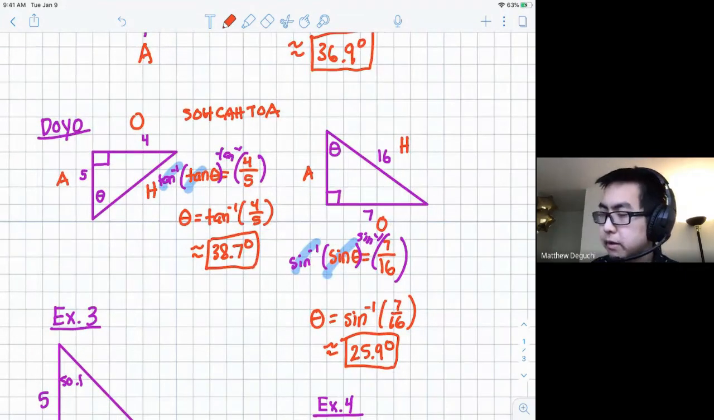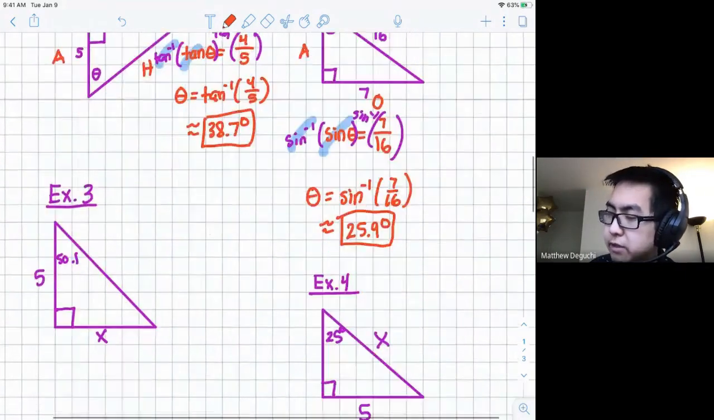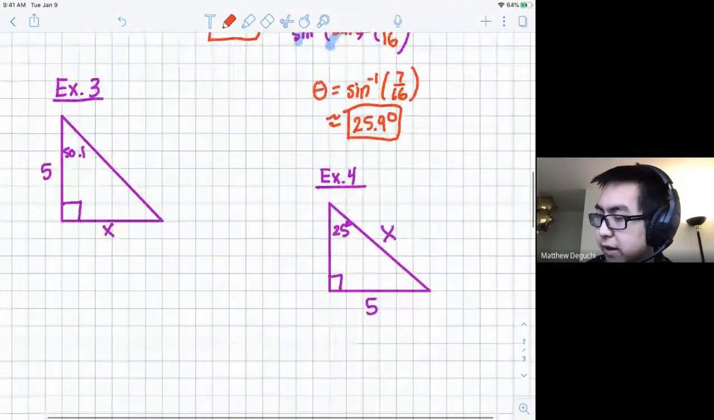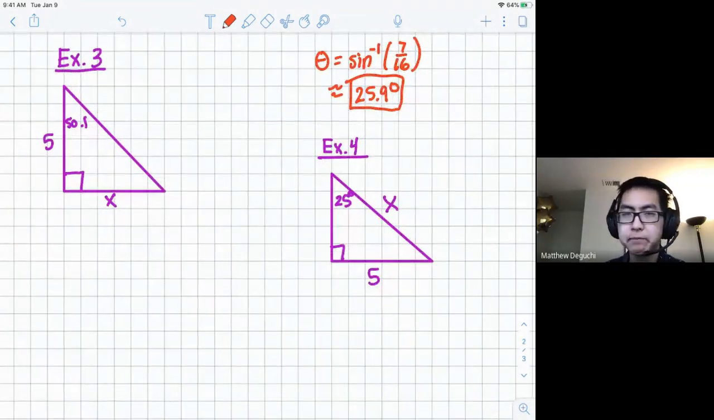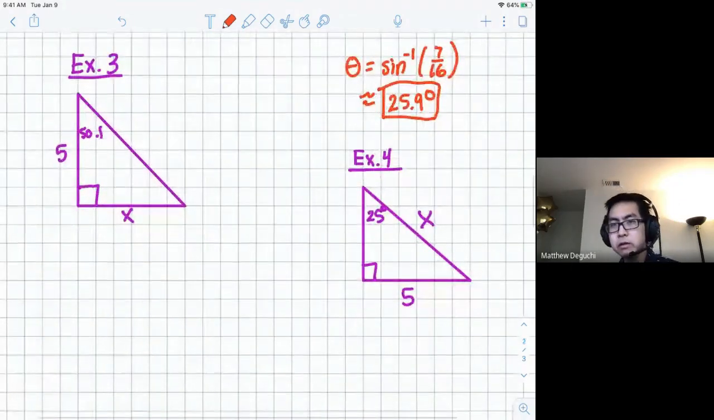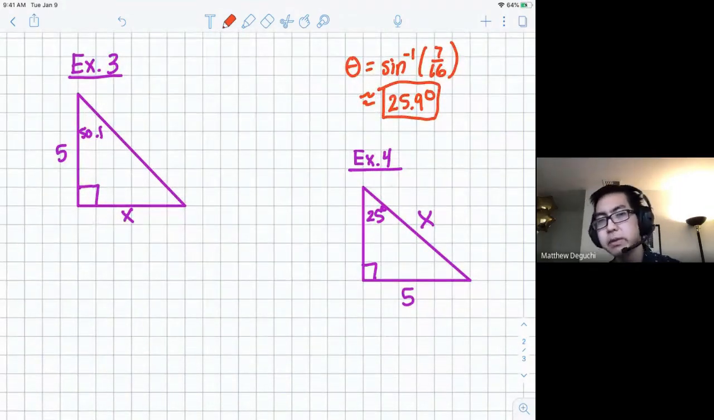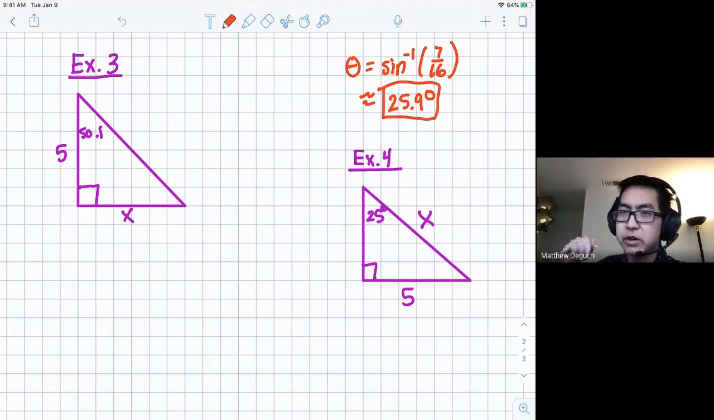All right, we're going to do our last two problems and then we are done for today. Okay, so example 3. Now, this one is slightly different because you have to find a side length, but the process on how you go about this is pretty much the same.